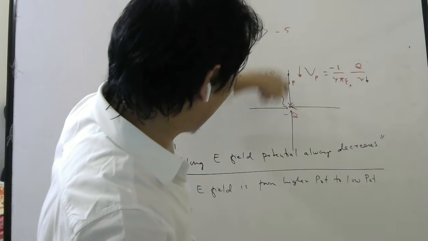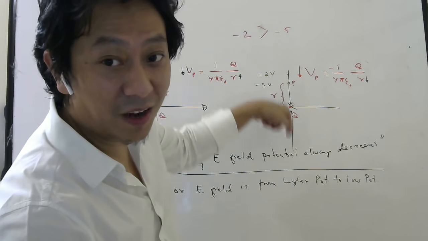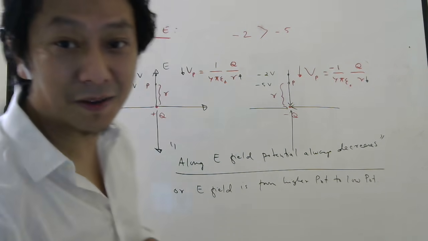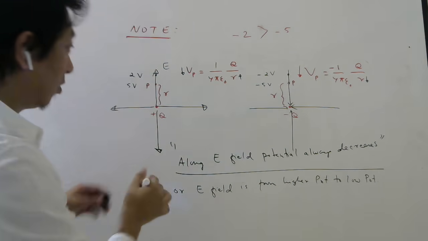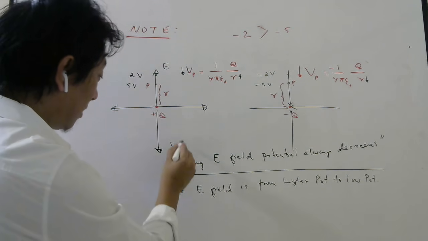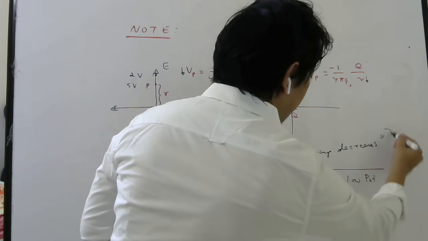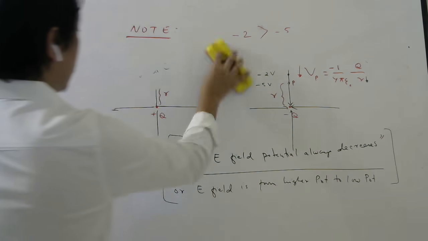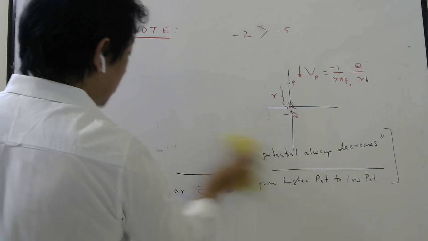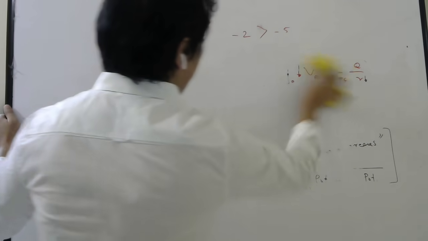So your electric field is again from where to where? Higher potential to lower potential. Understanding or not? So please remember these two facts, or forget these two if you want to forget, but this you should remember. The electric field is always directed from higher potential to lower potential.